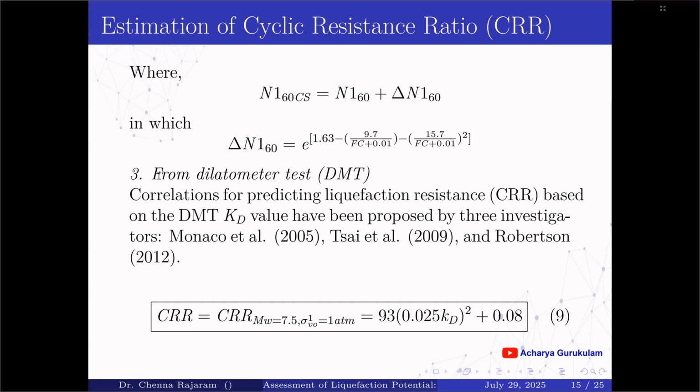Then the third case is from dilatometer test. Correlations for predicting liquefaction resistance based on the DMT KD value have been proposed by 3 investigators. Those are Monaco et al. in 2005, Tsai in 2009, and Robertson in 2012. The equation is given where CRR is equal to 93 into (0.025 KD) whole cube plus 0.08.